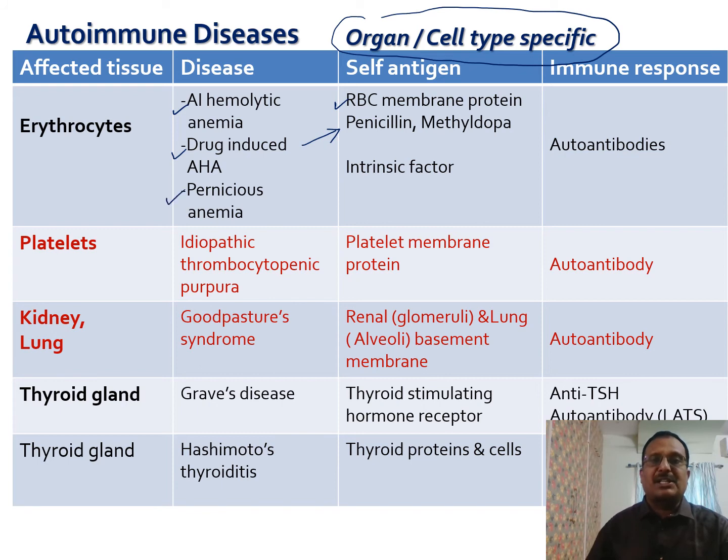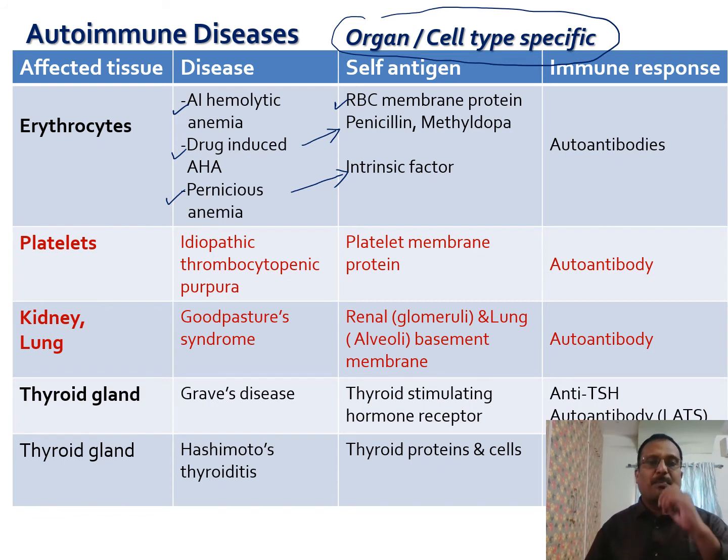Next one is pernicious anemia. In case of pernicious anemia, antibodies are produced against the intrinsic factor, and this results in anemia. So like this, the autoimmune diseases related to the RBCs are autoimmune hemolytic anemia due to drugs, or pernicious anemia due to antibody production against intrinsic factor.